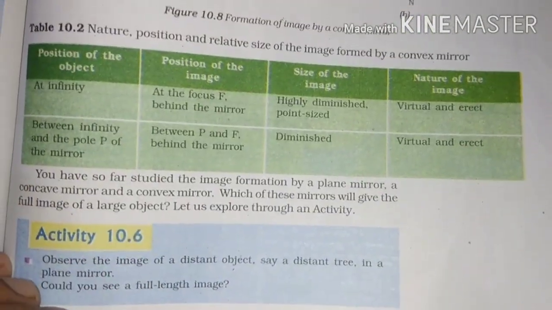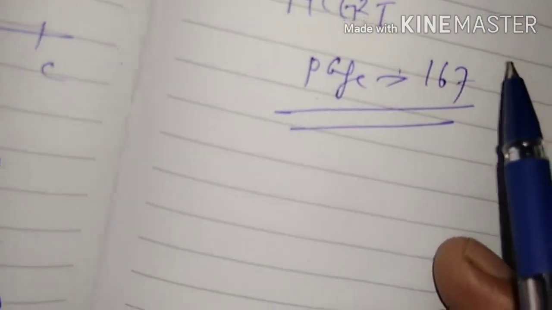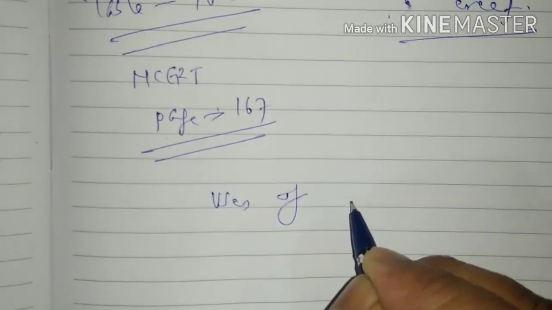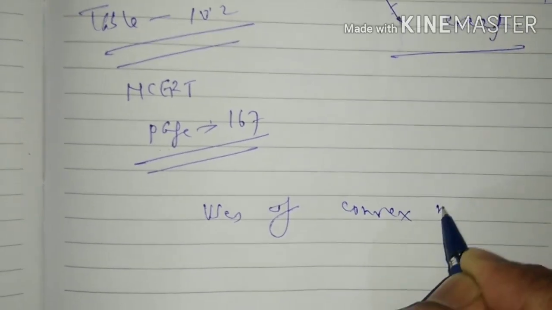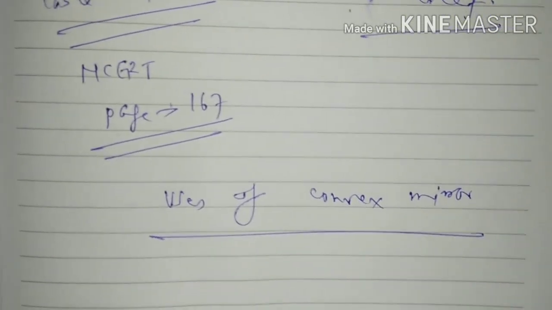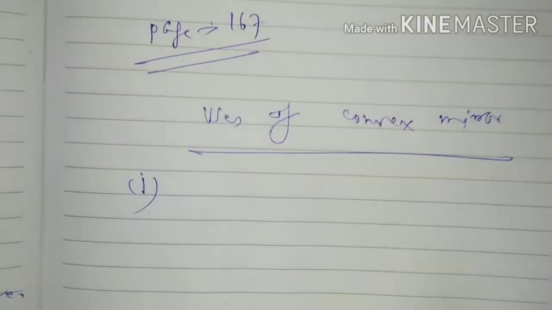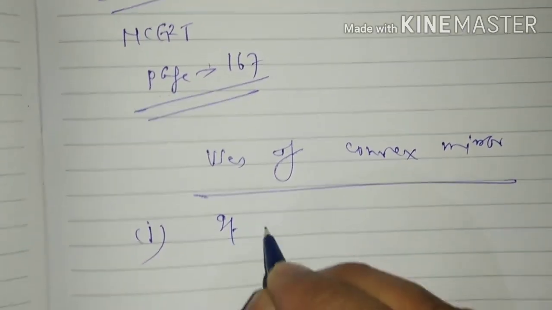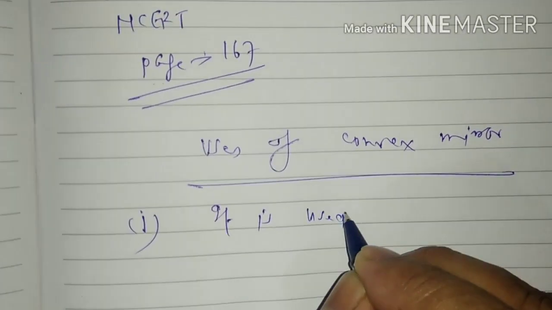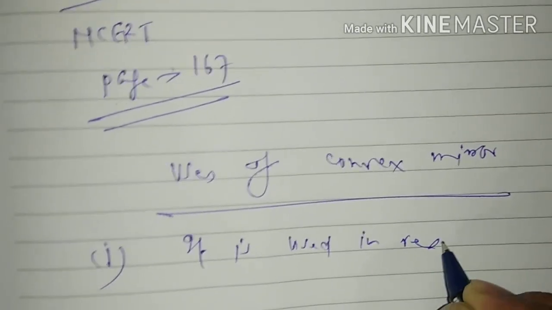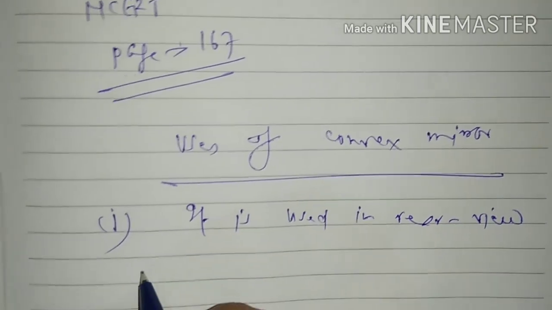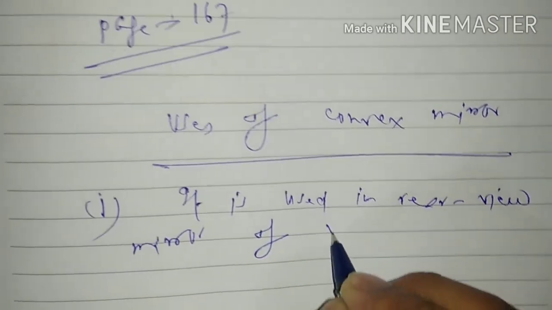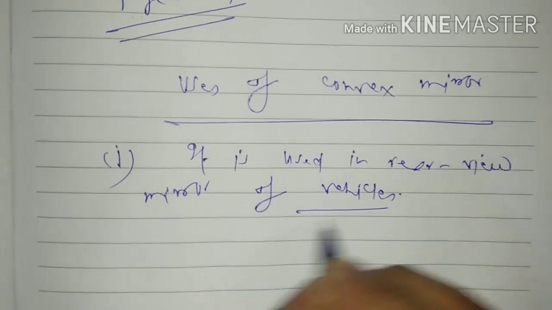Now, the next topic is, what are the uses of convex mirror? Uses of convex mirror. First use. It is used in the rear view mirror of vehicles. What is the purpose here?